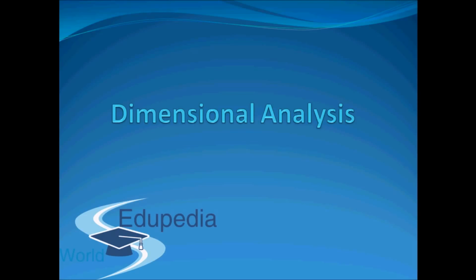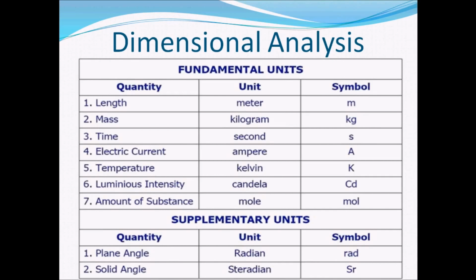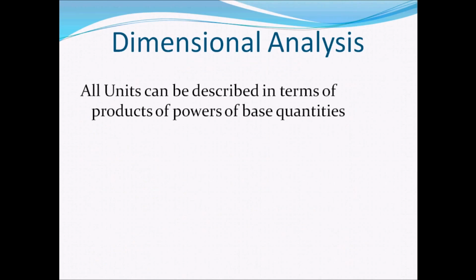Today we'll be learning about dimensional analysis. We saw in the last class that there are 7 fundamental units in the SI system and there are 2 supplementary units, and these can be used to form any units for any derived quantity which we want. All units can be described in terms of product of the powers of base quantities.